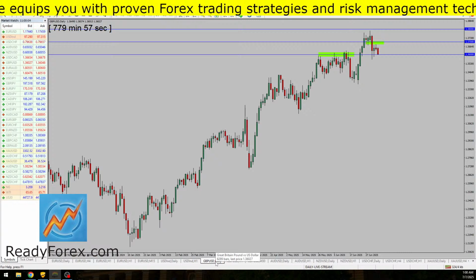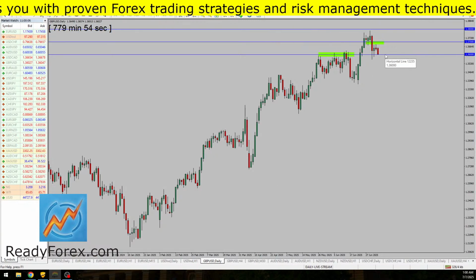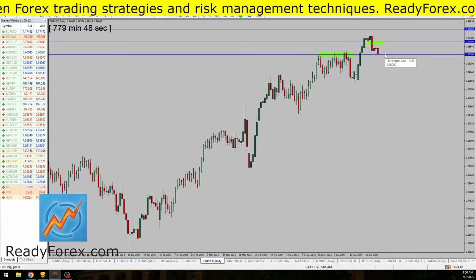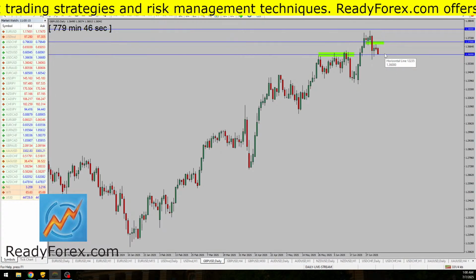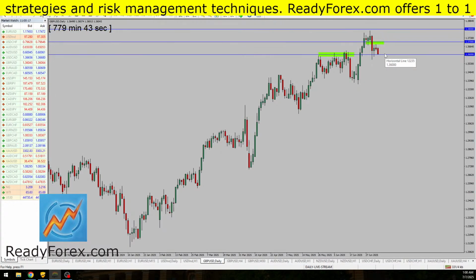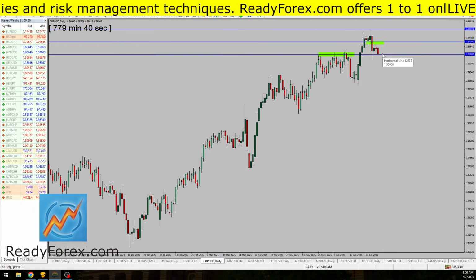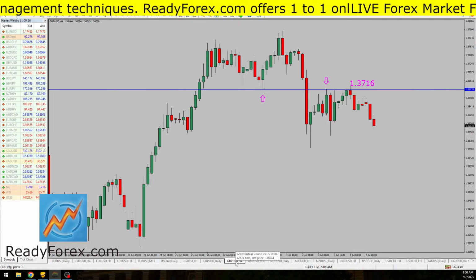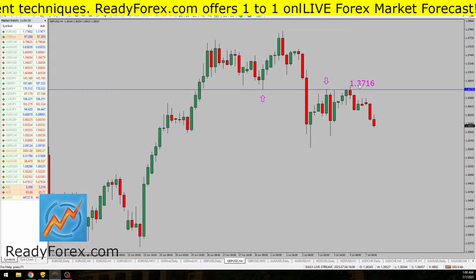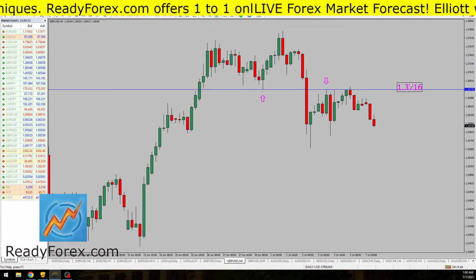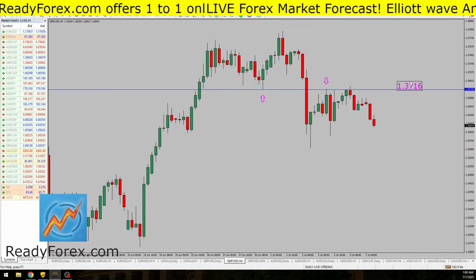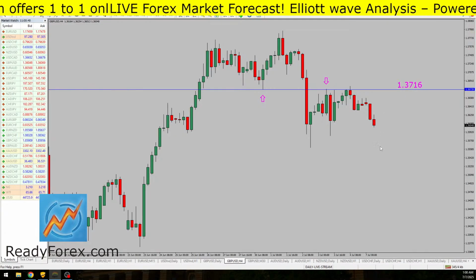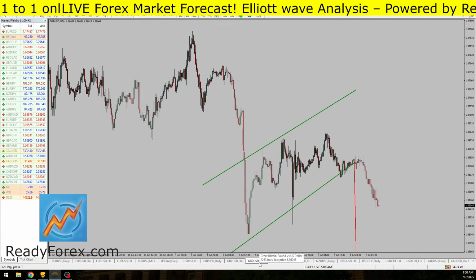Okay, next one is the pound dollar. Pound dollar is testing the 1.3600 level, the round number over here, and this round number suggests that market is probably going to drop over here. Okay, next one is the 4-hour time frame. So far, the 1.3716 level is providing nice resistance over here, and the way I see price action is probably going to drop more. These usually break to the downside.